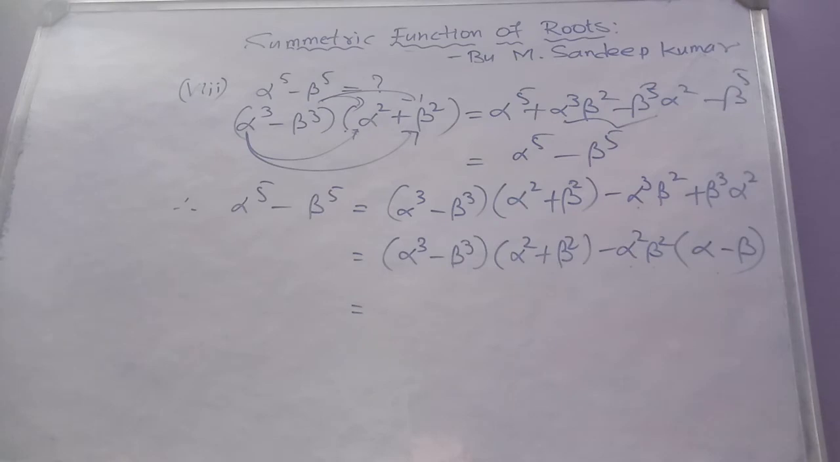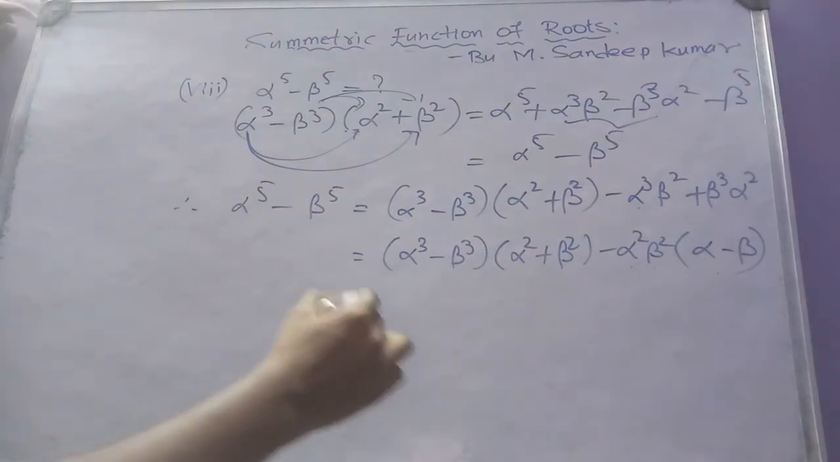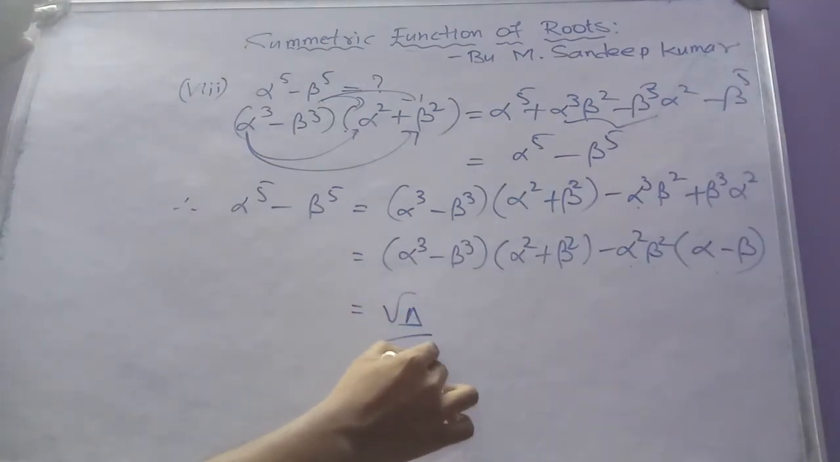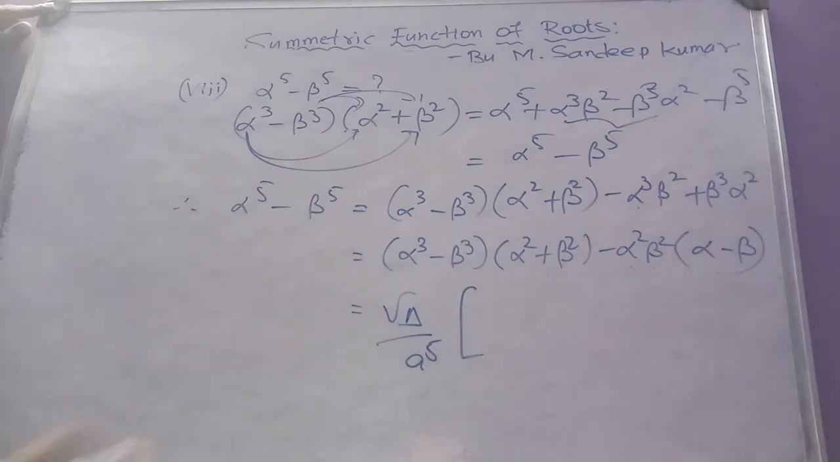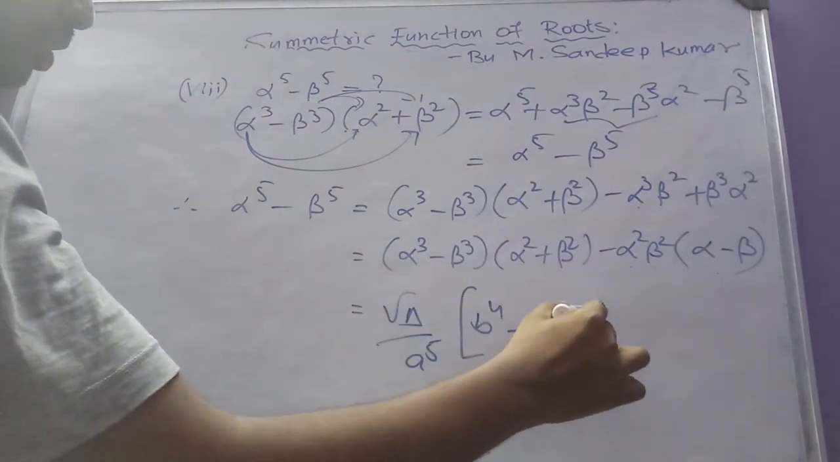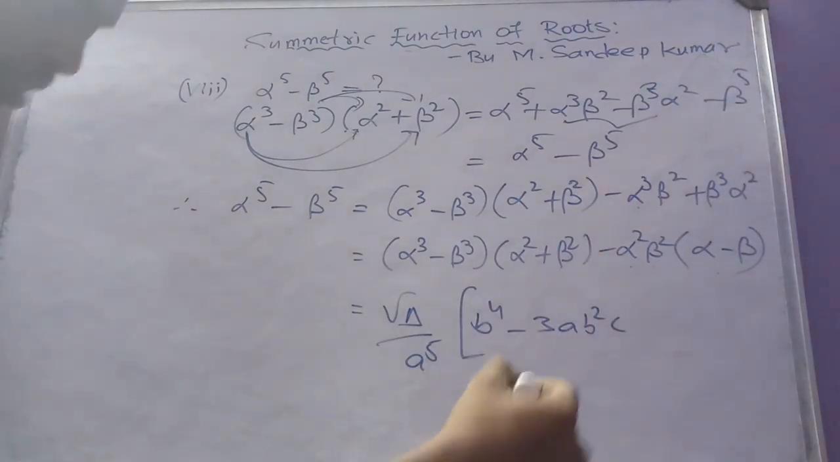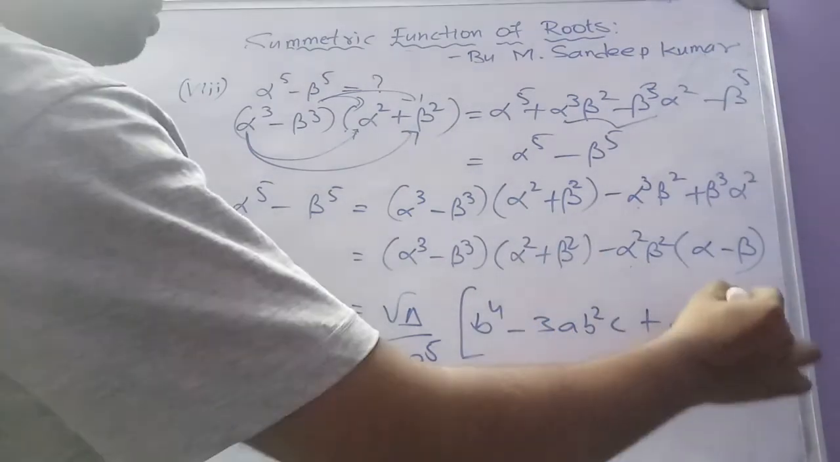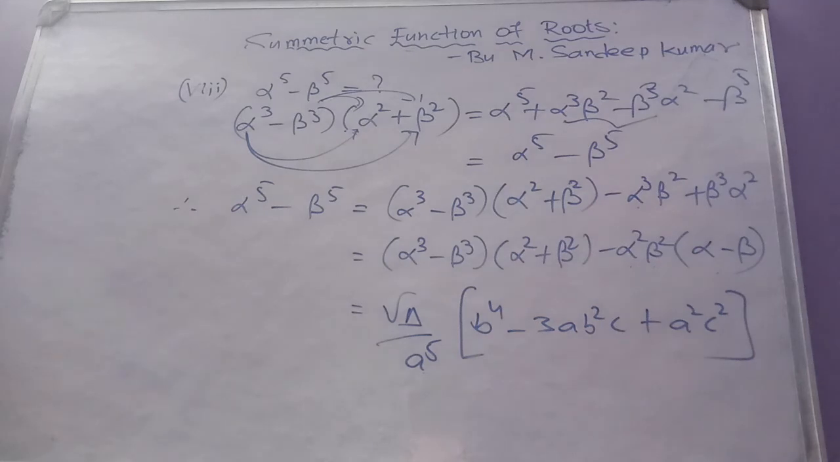So what will you get here? You will get root delta by a power 5 into b power 4 minus 3 times ab square c plus a square c square. Check whether you will get this or not. Try it and get this. Certainly you will get it. We will conclude the class with one problem based on this concept. Let us see one question.